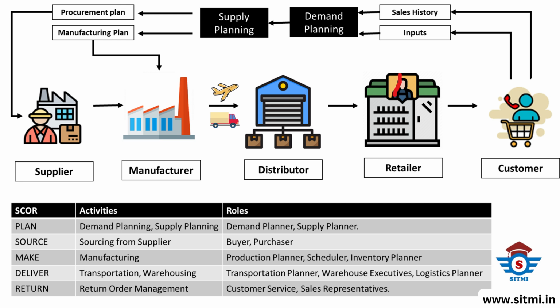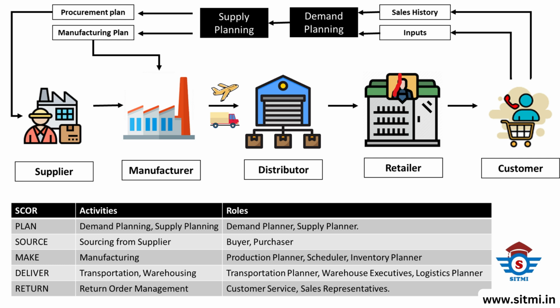And who plays major roles in demand planning and supply planning? Basically demand planners play a major role in demand forecasting and running the demand planning process, and supply planners are majorly responsible for running a supply plan, manufacturing plan or procurement plan for the company. Then the second process is source. Source is nothing but a sourcing process where we source or acquire material from different suppliers, and that material is acquired by people known as buyers or purchasers in the company.